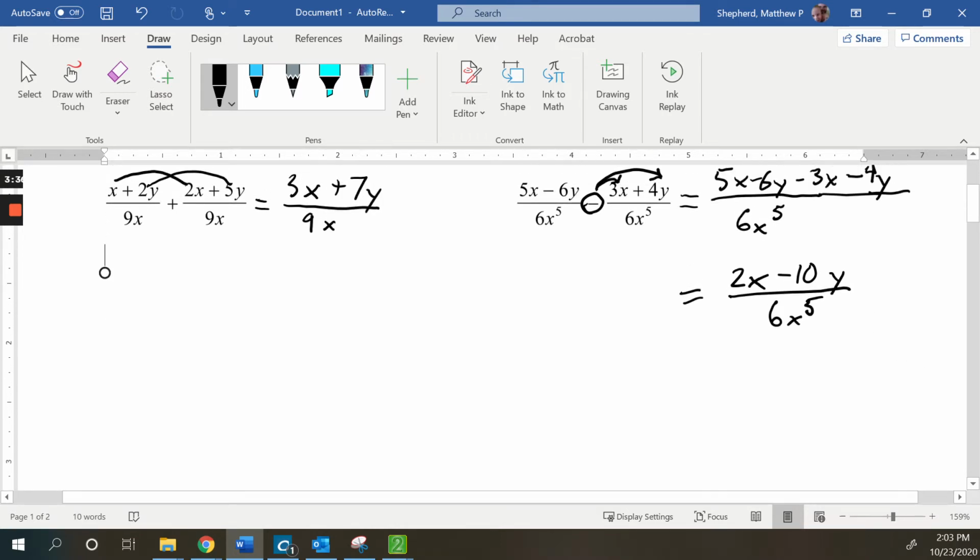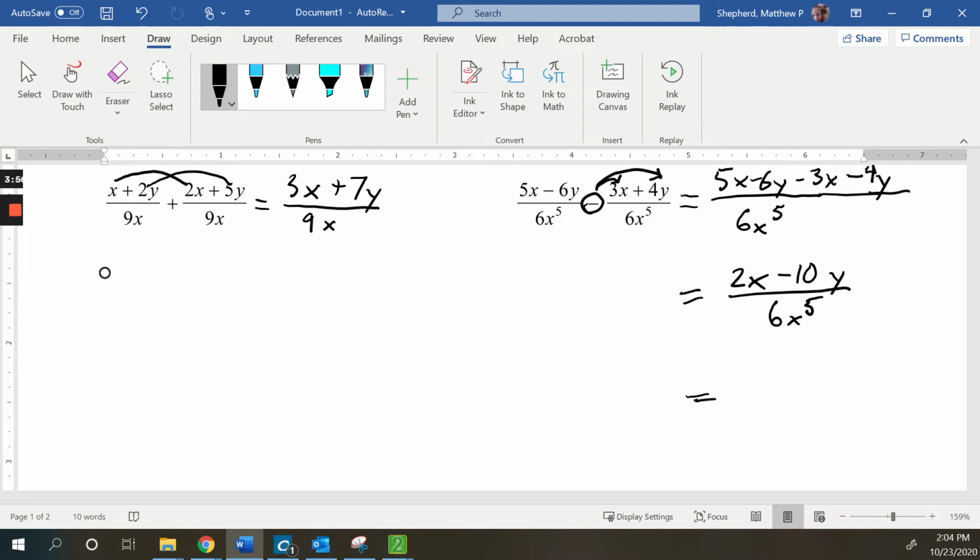Now, as far as variables go, while these two have an x, that term does not have an x, so I can't take out any x's. However, I do notice all of them are even. All of them are divisible by 2. So what I can do is take a 2 out of everything.